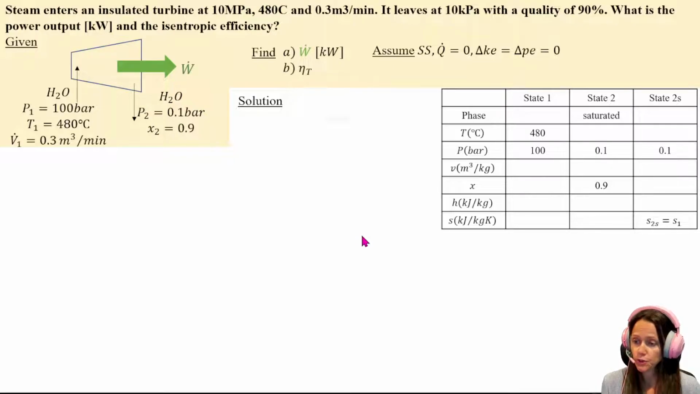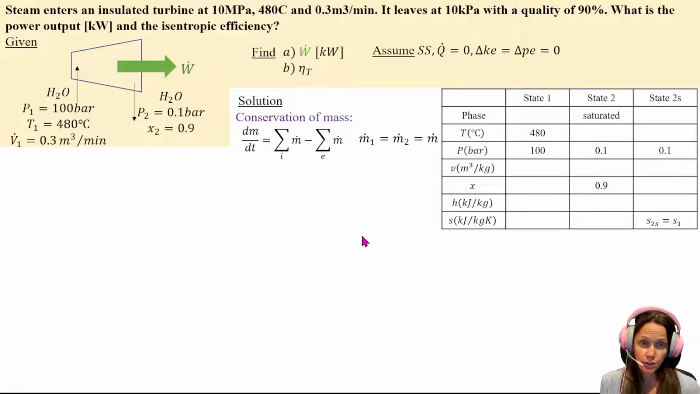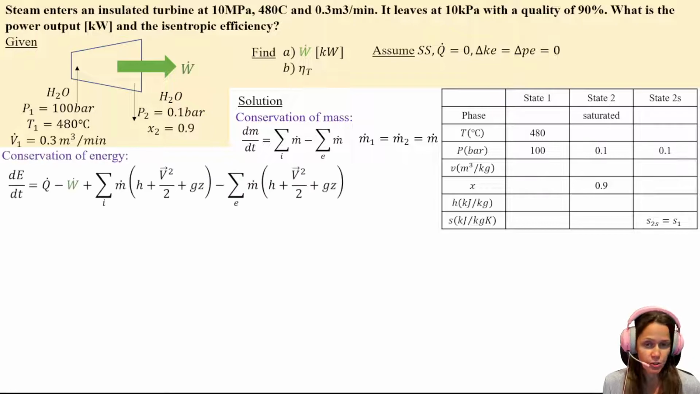So, all right, first things first, apply our conservation of mass. Not too exciting there. It just says that m dot 1 and m dot 2 are equal to one another, and we just call that m dot. And then our conservation of energy for an open system: dE dt equals Q dot minus W dot plus the sum of a whole bunch of stuff going in minus the sum of a whole bunch of stuff going out. It's steady state, so the dE dt goes away, Q dot goes away, and changes in kinetic and potential energy go away. And so all we're left with is the W dot and the sum of the m dot h's coming in minus the sum of the m dot h's going out.